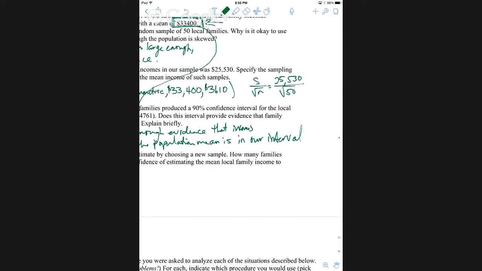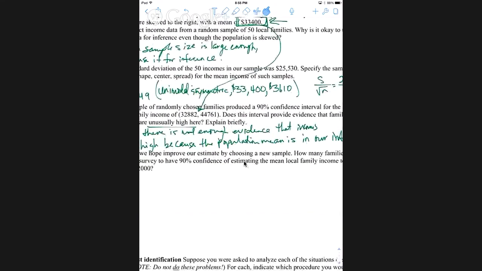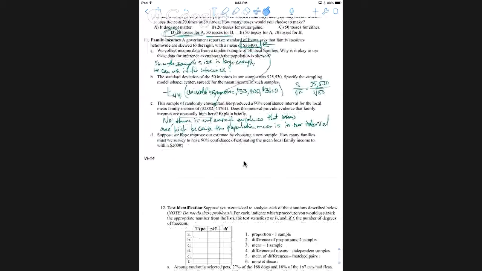Okay? So again, you need to make sure that if the confidence interval was greater than that, then of course we would say yes, there is enough evidence. Suppose we hope to improve our estimate by choosing a new sample. How many families must we survey to have 90% confidence of estimating the mean local family income within 2000? So what this is telling me is that this is my margin of error. Okay, my margin of error is T star with degrees of freedom.